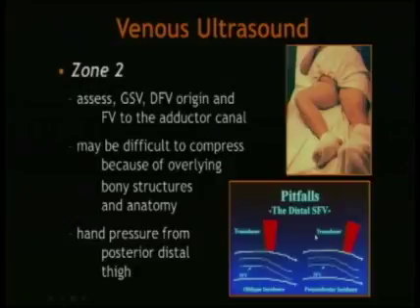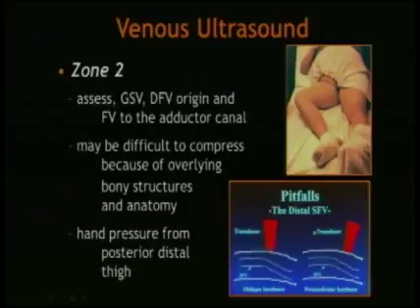Once we've completed the evaluation of the common femoral vein, we then would move into zone 2, which calls for evaluation of the great saphenous vein in the proximal thigh, the origin of the deep femoral vein, and the femoral vein itself in the thigh to the level of the adductor canal. One of the things to be aware of is that the femoral vein may be difficult to compress because of overlying bony structures, and as well as because of the depth of that vessel as it starts to dive deeply in the distal thigh.